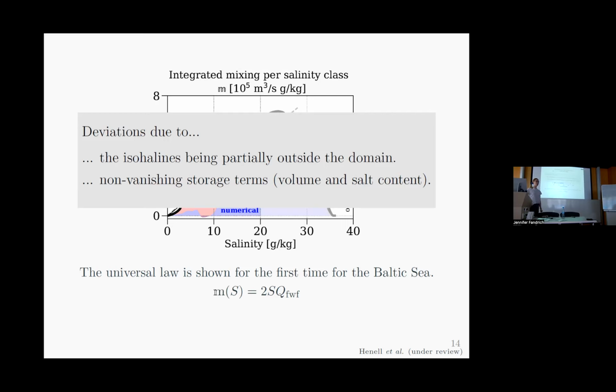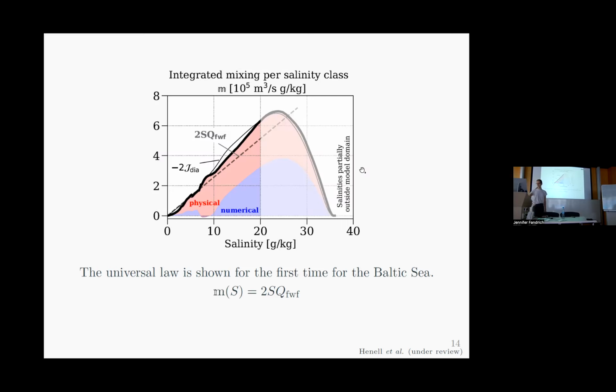Okay, there are also other reasons, additional reasons. It's maybe also interpolation error. Yes. We're taking notes.